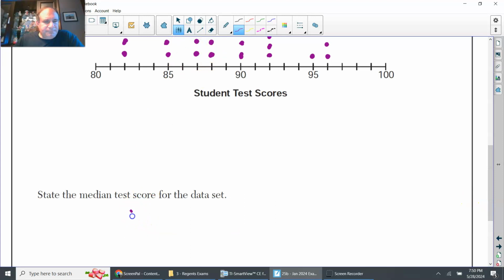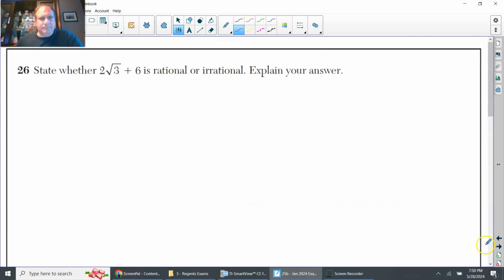Sorry for the yawn. Median equals 89. All right, so very simple.